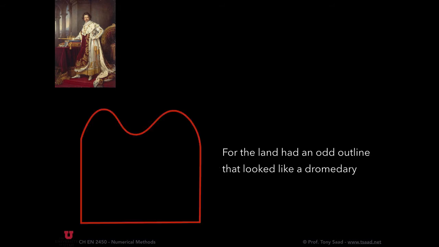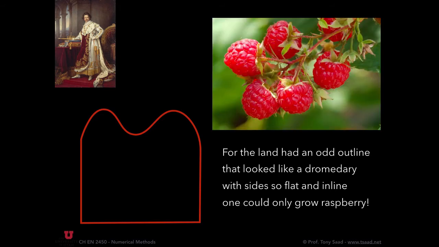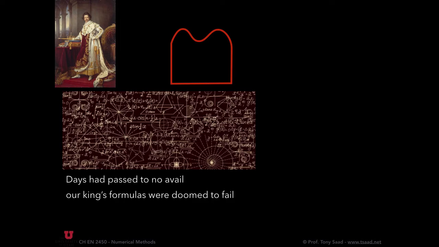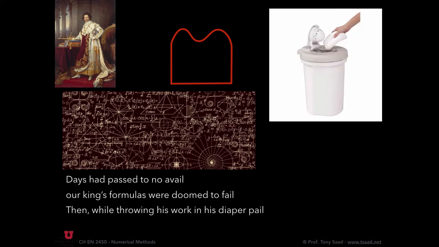So you see, the land had an odd outline that looked like a dromedary, with sides so flat and inline, one could only grow raspberry. I don't know why, but you could only grow raspberry on straight lines. And days had passed to no avail, our king's formulas were doomed to fail. Then, while throwing his work in his diaper pail, he soon found the Holy Grail.